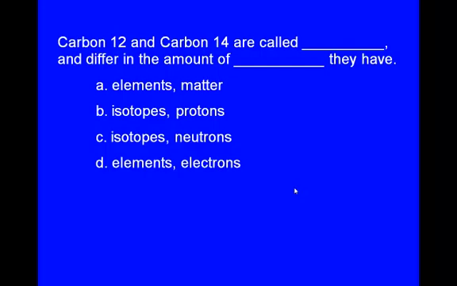Okay, so now I'm going to give you the answer. Carbon-12 and 14 are called isotopes and differ in the number of neutrons they have. So the correct answer would be C.